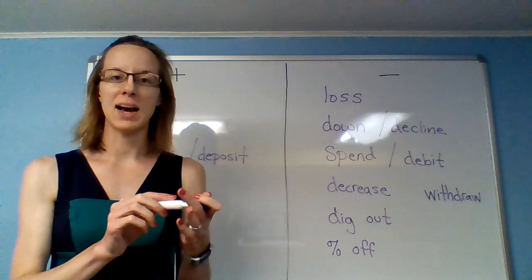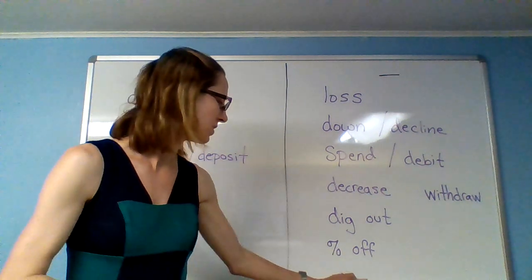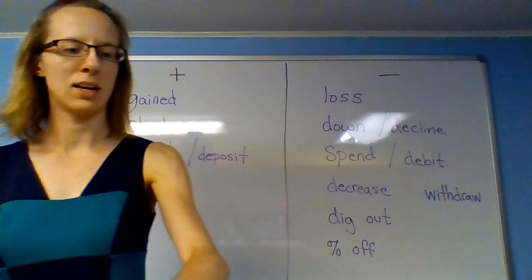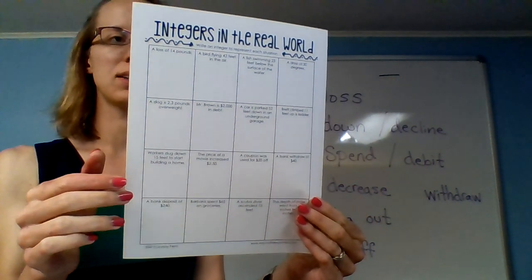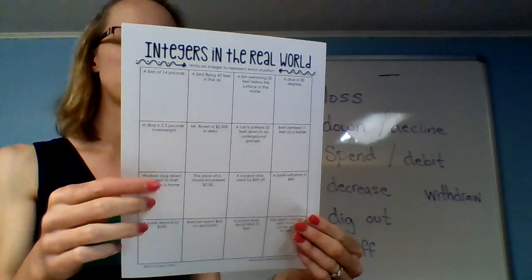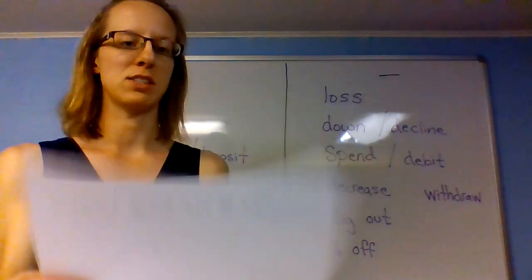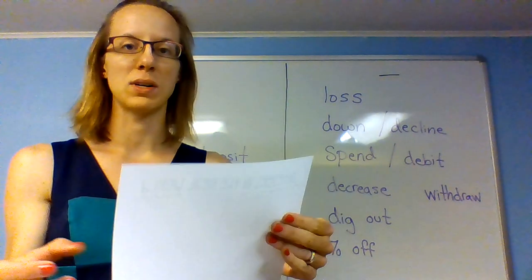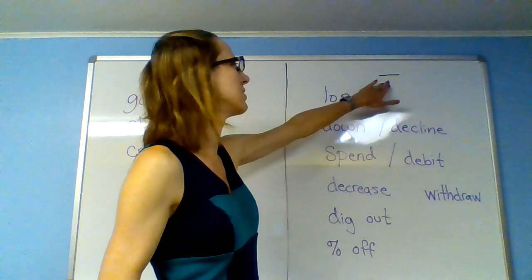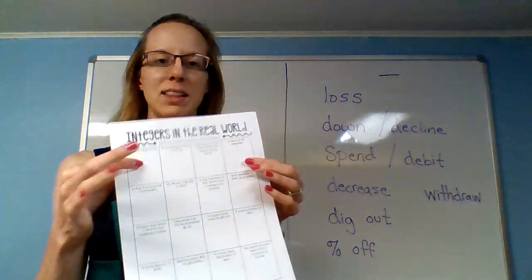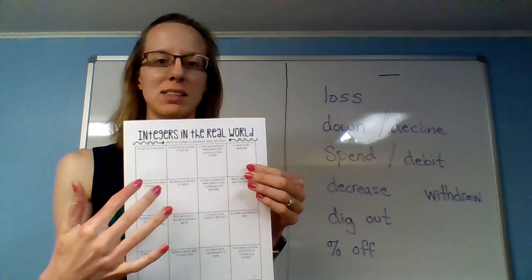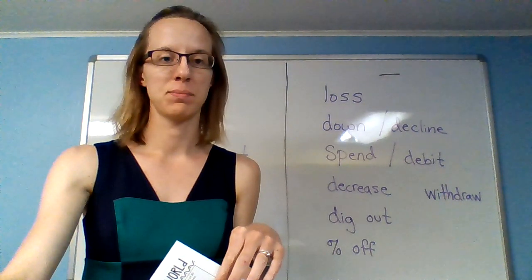On your packet today, there is a sheet that goes with what we were just talking about. I think I got most of them. Integers in the real world. You're just writing out the integer to represent each of these situations. So for example, a loss of 14 pounds. Loss is one of our negatives, so we would write that as negative 14. So you're just filling in the integer in each of those boxes all the way throughout the sheet.